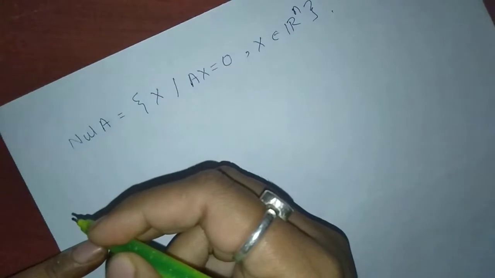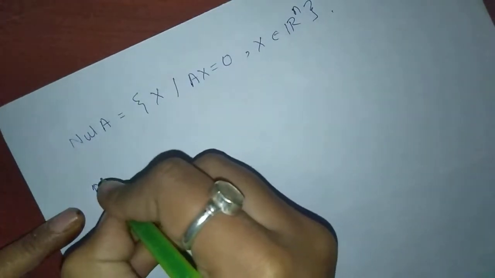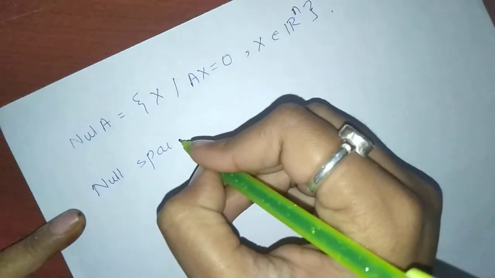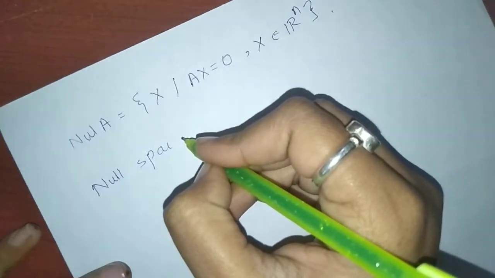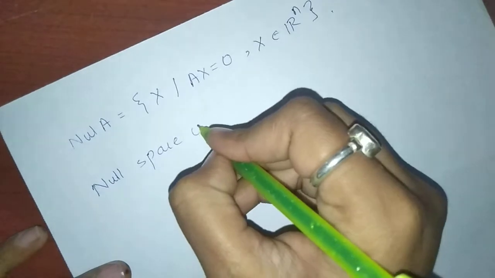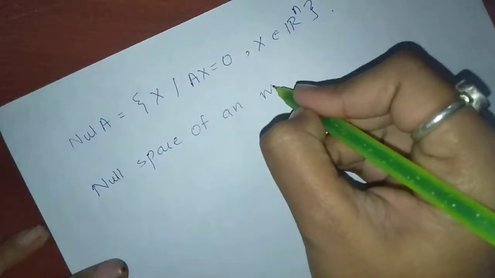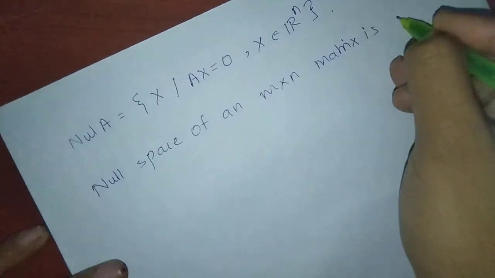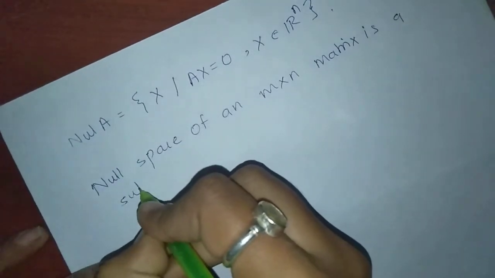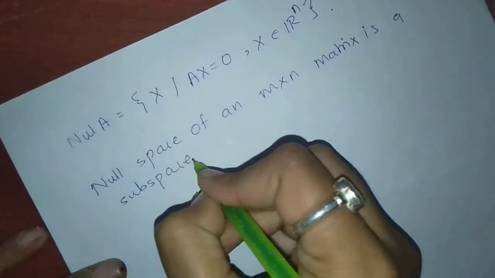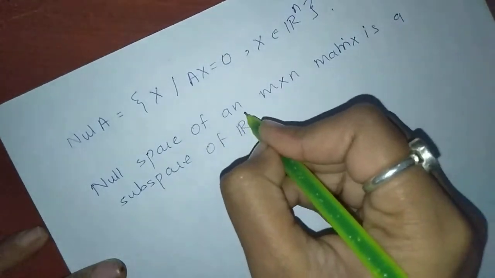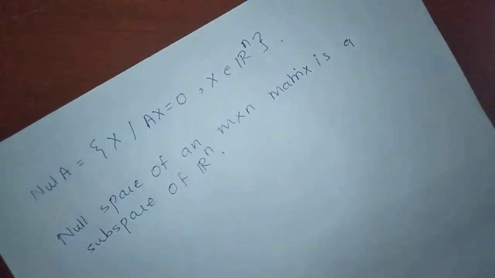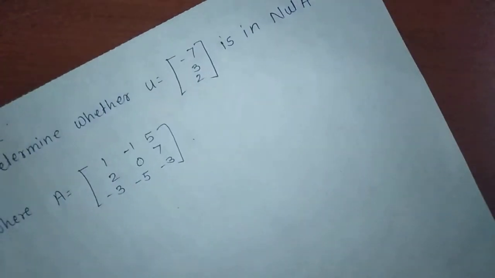Also we have seen one theorem. Null space of an m by n matrix is a subspace of R raised to n. Now, an example for null space.